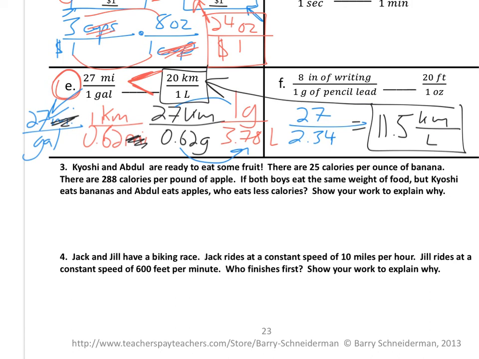The last two questions are just word problems that you solve the same way. You need to pick one of the rates and convert it to the units from the other one. So if I have 10 miles for every 1 hour from Jack, and Jill is riding at feet per minute, I need to convert the 10 miles per hour into feet per minute.